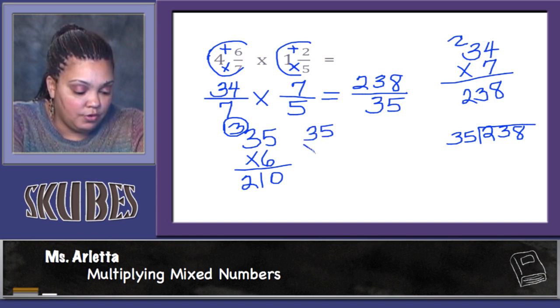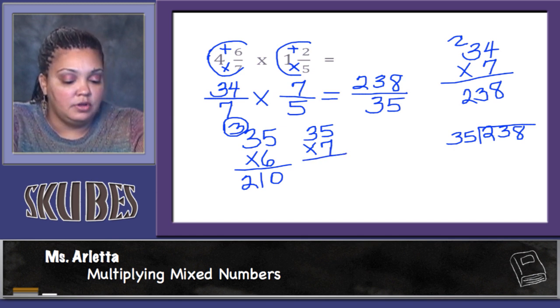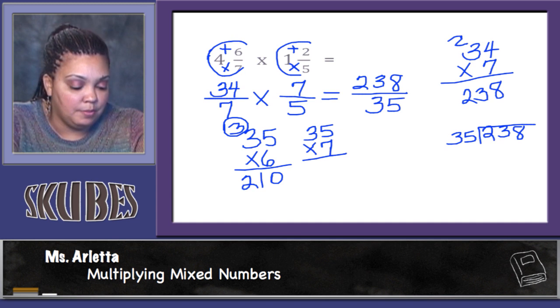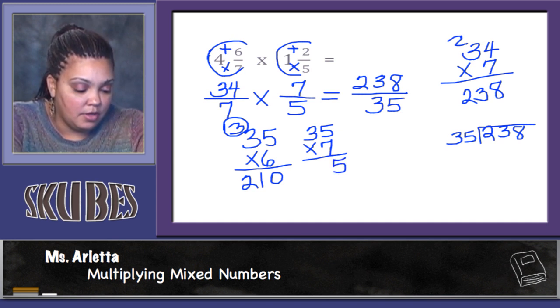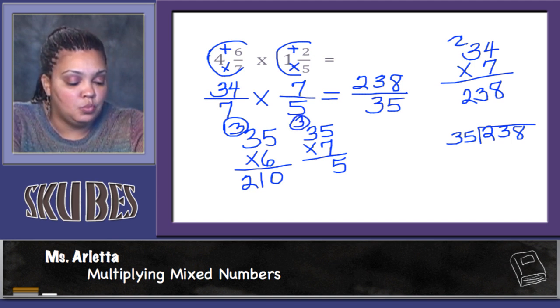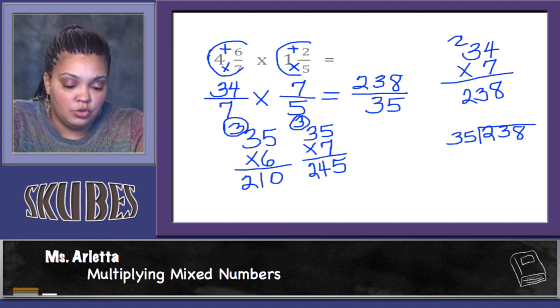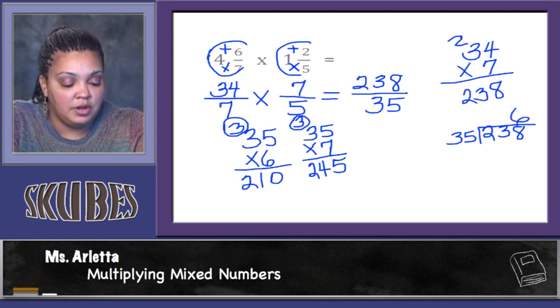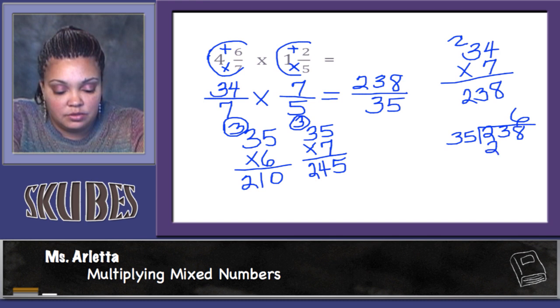We can try 35 times 7 just to see if it's a little bit closer to 238 but not higher than 238. 7 times 5 is 35. Carry 3. 7 times 3 is 21, plus that 3 makes 24. So it's too high, which means 6 is what we'll use. 6 times 35, we've already done the math, is 210.